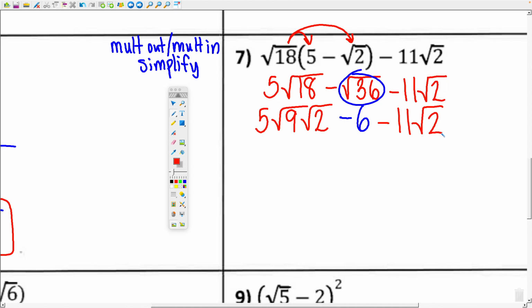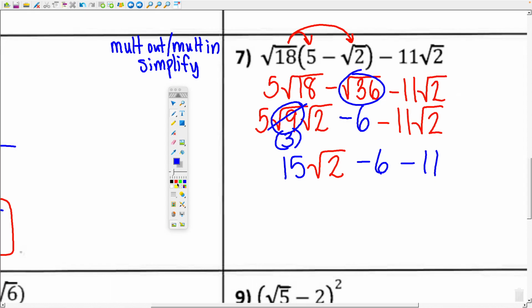Now go back to this. You have the square root of 9, which will become what? Cross it out, and now I'm going to take 3 times the 5, which gives me 15. Bring down the radical 2. Bring down the other one, which is the -6, okay? And bring down the -11 with the other radical 2. You know I have issues, so I have to have it in the same color.